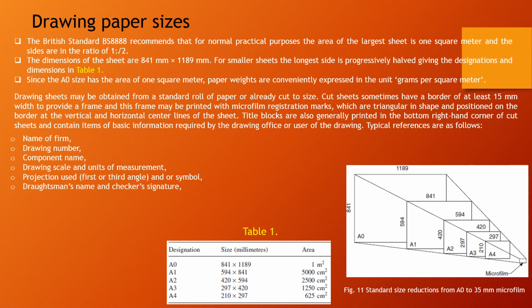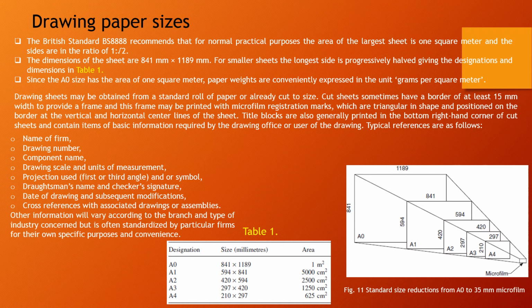Draftsman's name and the checker's signature, date of drawing and any modification, cross references with associated drawings or assemblies. Other information will vary according to the branch and the type of industry concerned, but is often standardized by a particular firm for their own specific purpose and convenience.